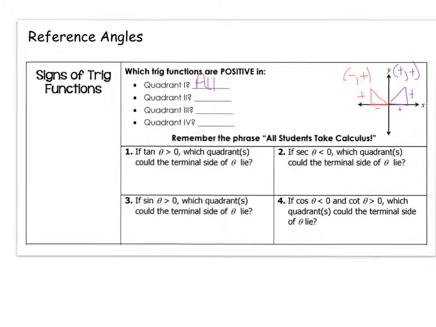So here's my angle. What happens? Opposite over hypotenuse is going to be positive over positive. That's positive. Cosine, adjacent over hypotenuse, is going to be negative over a positive, so this is going to be negative. Tangent is going to be a positive over a negative. That's going to be negative. So the only one that's positive in the second quadrant is sine, because it's a positive over a positive.